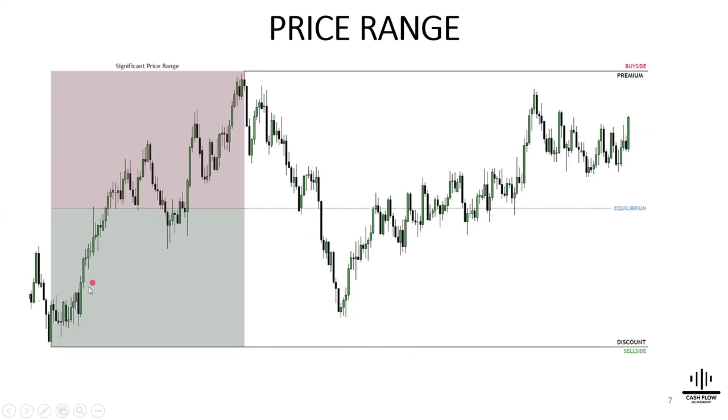Now you can see that from the top to the bottom, the midpoint here is called equilibrium. It is the midpoint from the top of the range to the bottom of the range. Above the equilibrium price is where you find the premium, and below the equilibrium price is where you find discount. You want to be buying below the equilibrium and selling above the equilibrium. This is where you find the best buys, where you find the best sells. Why? Because relative to this range, the price below the equilibrium is cheap and the price above equilibrium is expensive. So you want to buy when price is cheap and sell when price is expensive.